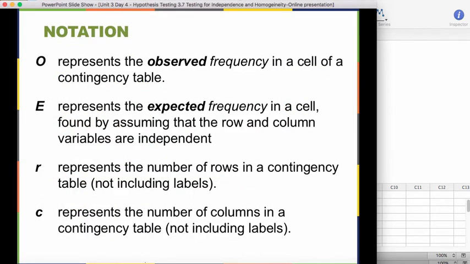We will be using notation if you're wondering how these are calculated. We will not spend time calculating it by hand, but I will show you how you can calculate any of these by hand if you'd like. So, notation: we will use O to represent the observed frequency in a cell of a contingency table. We will use E to represent the expected frequency in a cell, again found by assuming that the row and column variables are independent. Lowercase r represents the number of rows in the contingency table. We don't count labels when we do that. We're just counting the number of actual rows of data. And similarly, lowercase c will represent the number of columns in a contingency table, and again, we're not including labels.